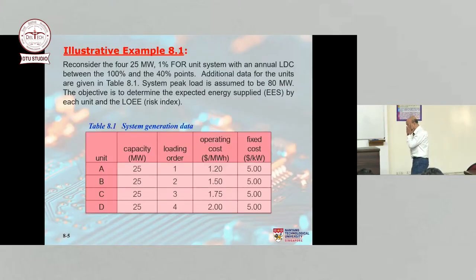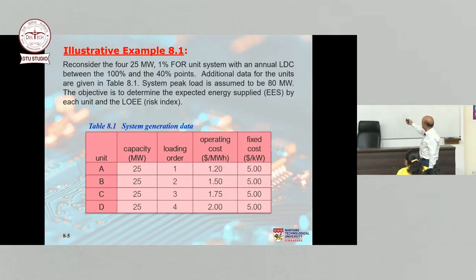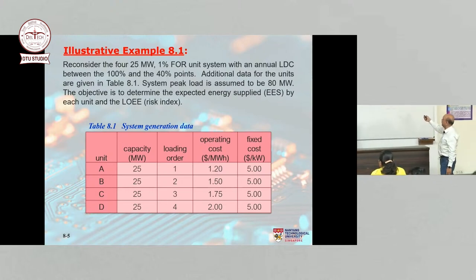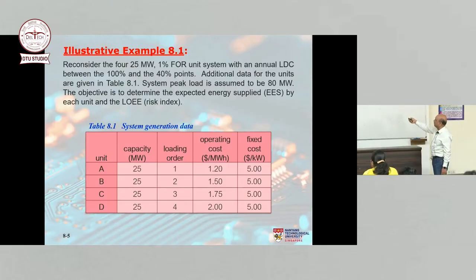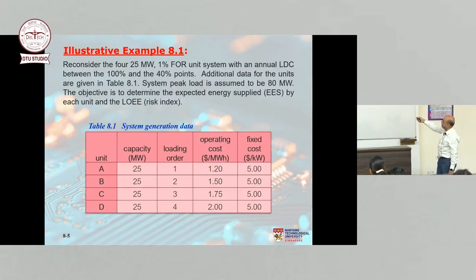So we go to our example, the famous way of learning, and we go back to our same system: 425 megawatt, 1% unavailability generating units with an annual load duration curve between the 100% and the 40% points. The system peak load is assumed to be 80. So 80 represents the 100% point, and 80 times 0.4, 32 megawatt, will be the lowest load point. And it is a straight line, so that makes our calculations easier.